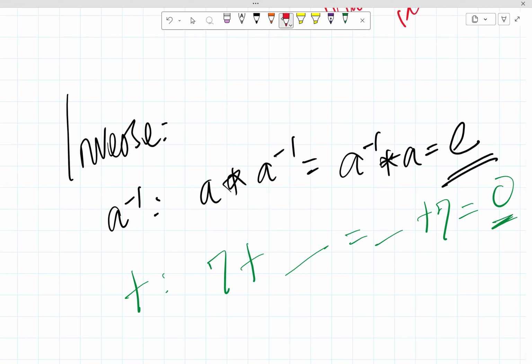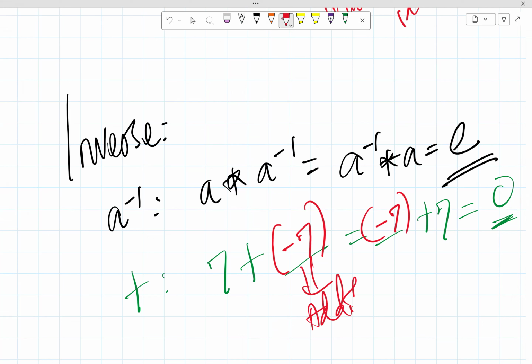Now, of course, that is going to be minus 7. So 7 minus 7 is 0. So here now, as far as 7 is concerned, under addition, minus 7 is the additive inverse. Minus 7 is the additive inverse. So generally speaking, for any number, the additive inverse is that number with the opposite sign.